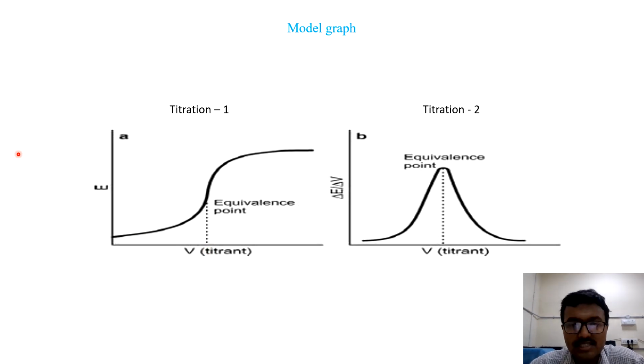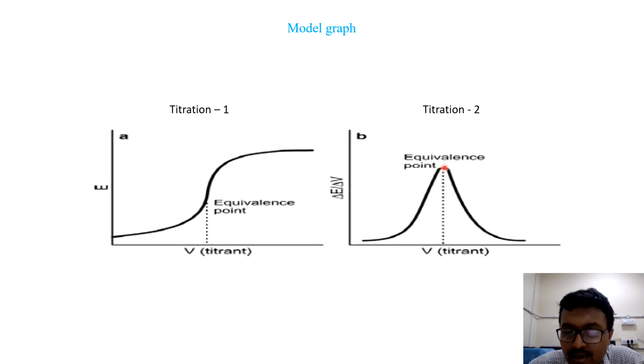Based on this value, we'll do the second titration. The second titration we call the fair titration. In the fair titration, we'll add 0.5 ml of potassium dichromate solution at a time, and we'll get the derivative graph, that means delta E by delta V versus volume of potassium dichromate. Here we'll get a peak. That peak indicates the equivalence point.